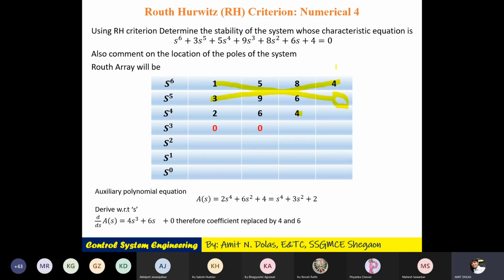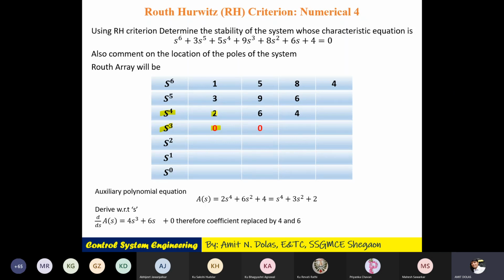So 3 into 4, that is 12. 12 minus 0, it will be still 12. 12 divided by 3 itself, so it is 4. So we got the elements of degree 4, that is s to the power 4. Then move for s to the power 3. I'm interested in this row.